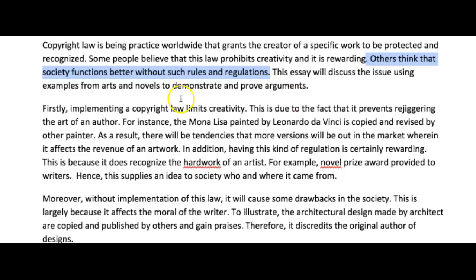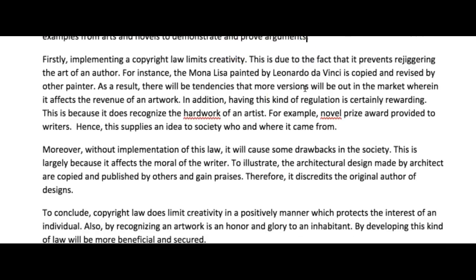This essay will discuss the issue using examples from the arts and novels to demonstrate and prove arguments. Good. Firstly, implementing a copyright law limits creativity. This is due to the fact that it prevents re-engineering the art of an author.